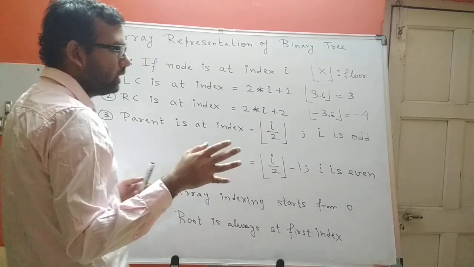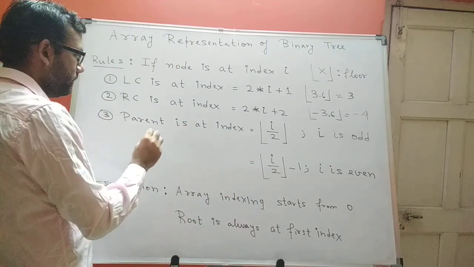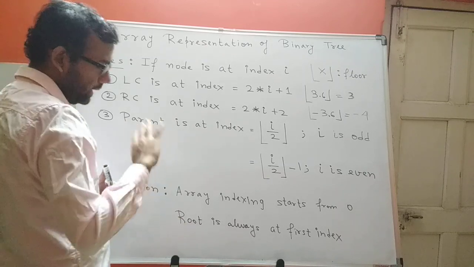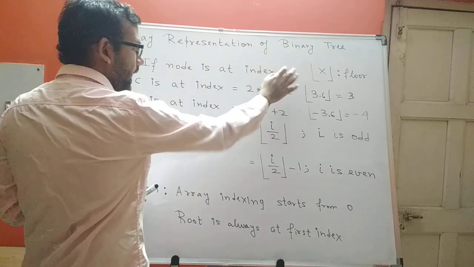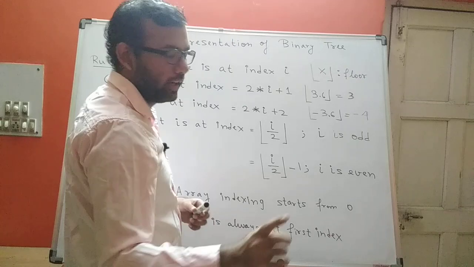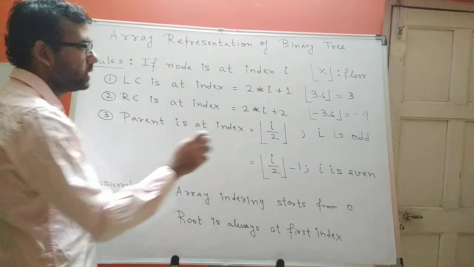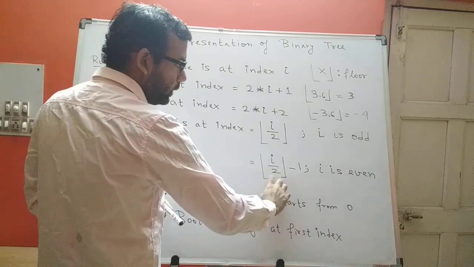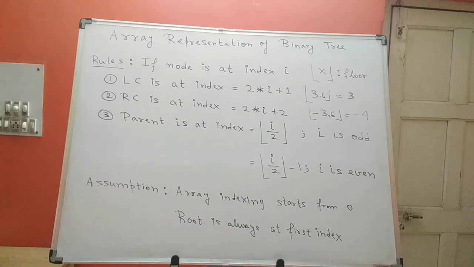So if you want to find the parent of a node whose index is I, then you would apply this formula provided your I is an odd value. And if you have to find the parent index of a node which is at index I, then you would have to apply this formula if I is even. Okay, so this is what the formula is all about. Now what I would do is I'll take up a few examples and show how these formulas actually work.